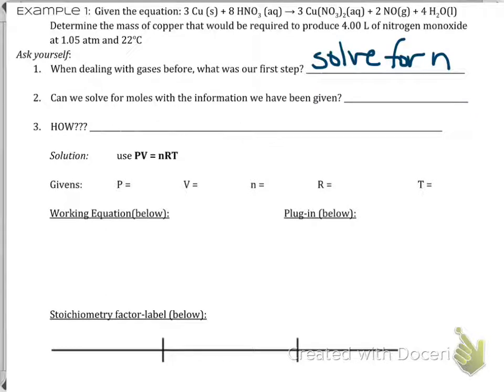In this example, you have an equation where 3 moles of copper react with 8 moles of nitric acid to produce 3 moles of copper nitrate, 2 moles of nitrogen monoxide gas, and 4 moles of water. It also says that we have 4 liters of nitrogen monoxide gas, our air pressure is 1.05 atmospheres, and the temperature in the lab was 22 degrees Celsius. Based on this information, can you solve for moles with the information we've been given? The answer is yes, because we can use the ideal gas law, which we learned about before.